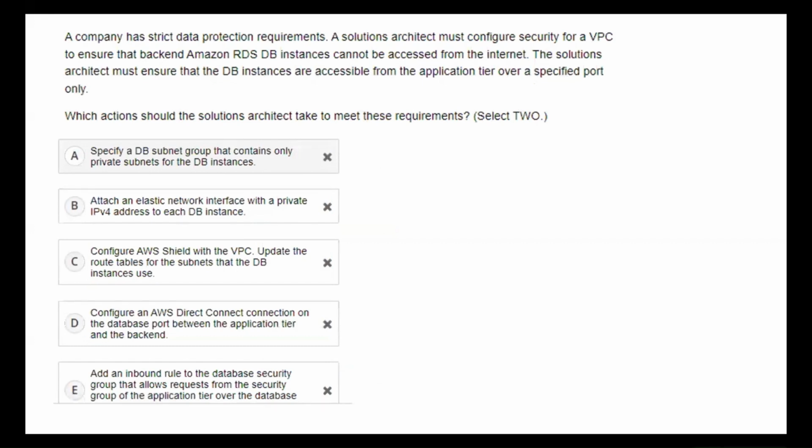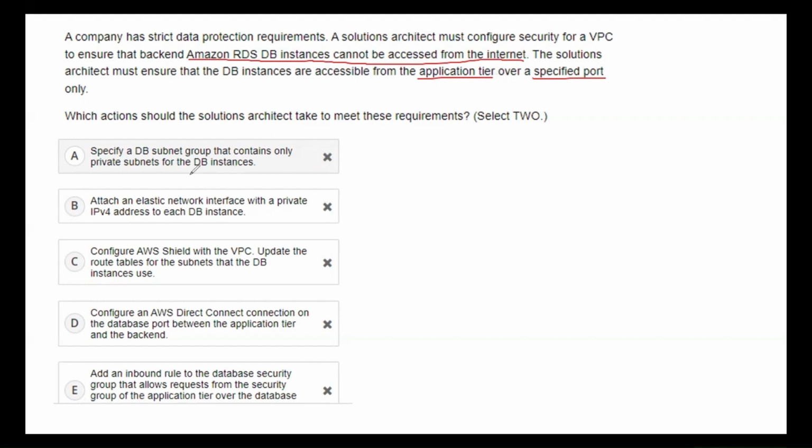Okay, so now let's quickly go to the next question. A company has strict data protection requirements. A solution architect must configure security for a VPC to ensure that backend Amazon RDS cannot be accessed from the internet, right? So this is one of the conditions where the RDS DB instances cannot be accessed from the internet. The solution architect must ensure that the DB instances are accessible from the application tier over a specified port, right? So the DB instance should be accessed only by an application server, which would be residing inside a private subnet within a VPC. How can we achieve this?